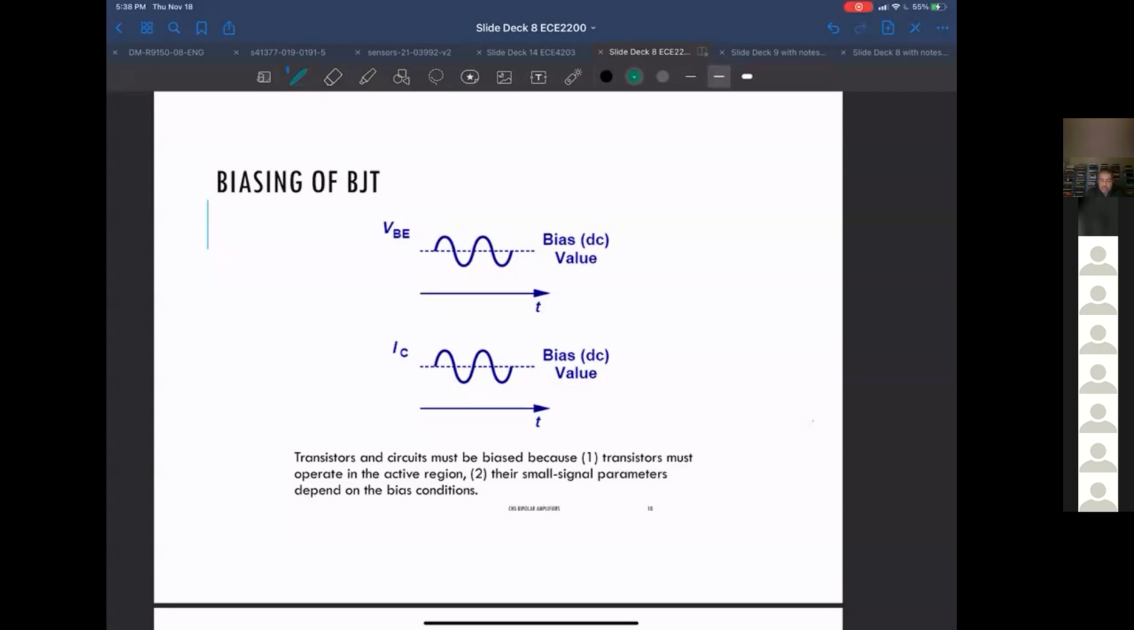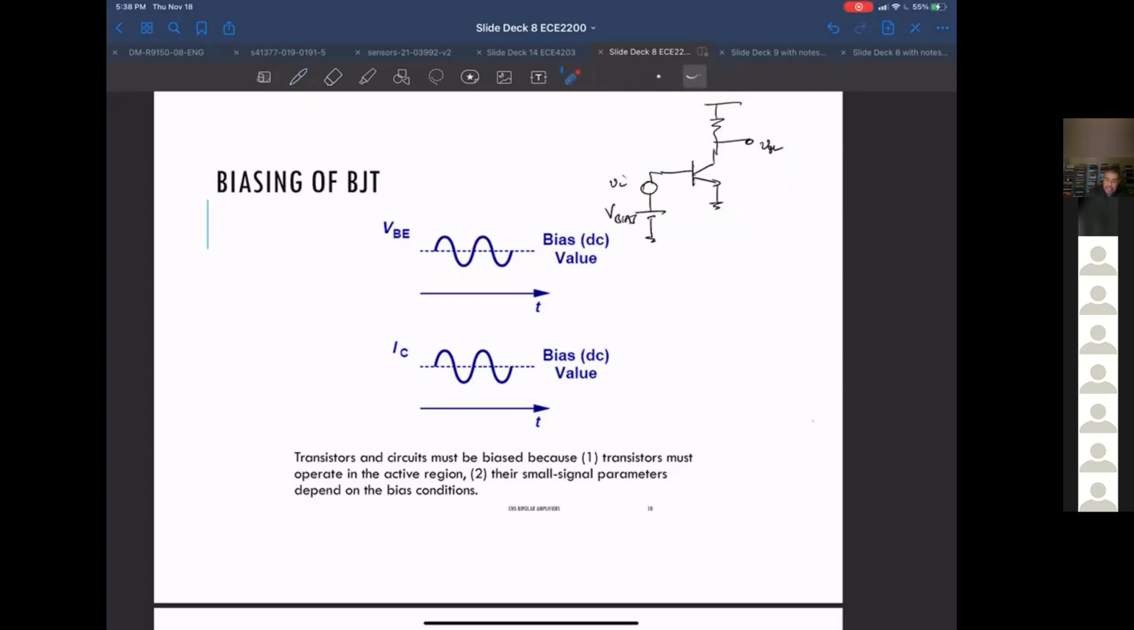So just a reminder of what biasing means: we want to operate our circuit, let's say we have our common emitter gain stage. We want to make sure we bias it at a particular point. If we don't bias it properly, then this transistor is not going to be in forward active mode, and it's not going to do what we want.